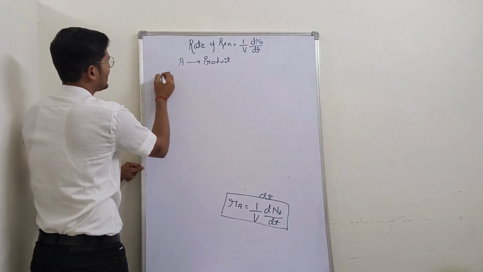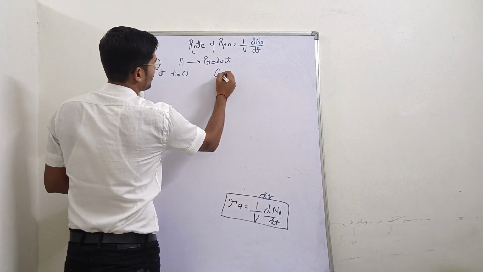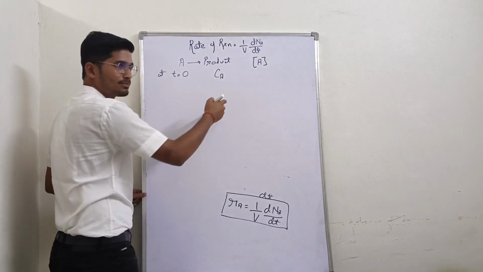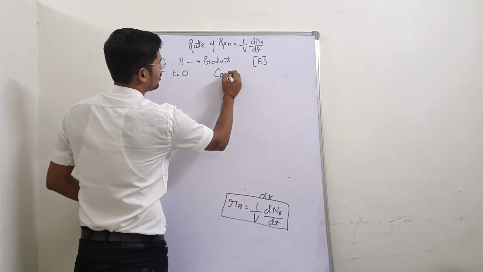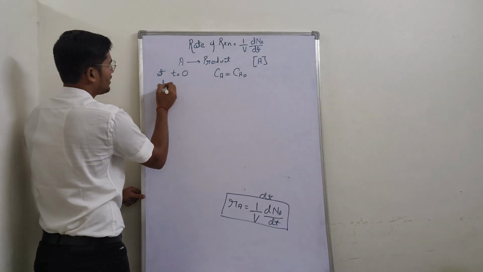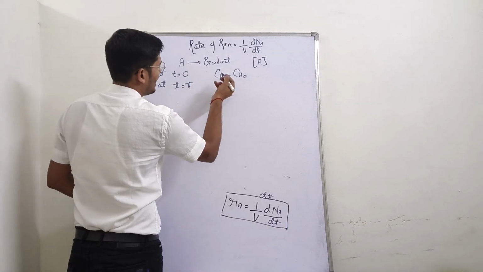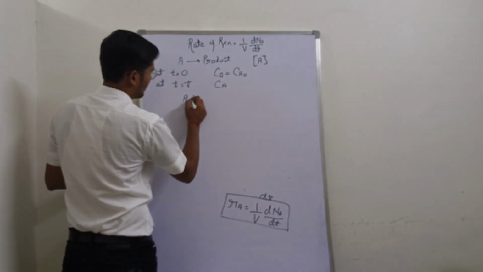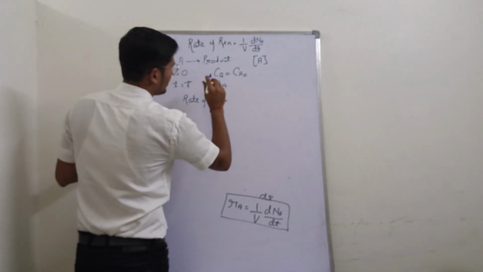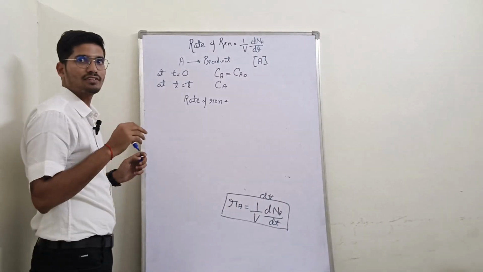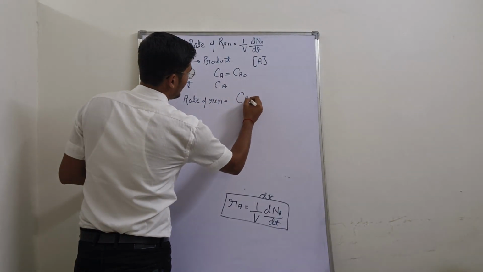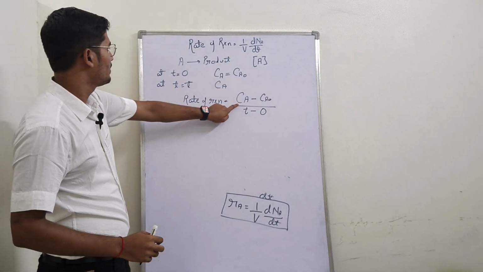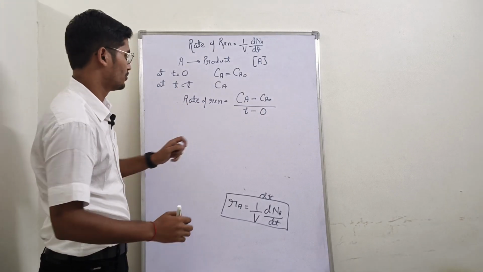Let us take that at time t equals 0, the concentration of A, which in the NCERT book is written with a different symbol, but for my convenience I am taking it as CA, C subscript A. So at time t equals 0, the concentration of A is Ca naught. Now at an arbitrary time t equals t, let us take the concentration as Ca. What is the rate of reaction for this process? It is the change in concentration of A with respect to time, that is Ca minus Ca naught upon t minus 0, because at time t we have Ca and at 0 we have Ca naught.